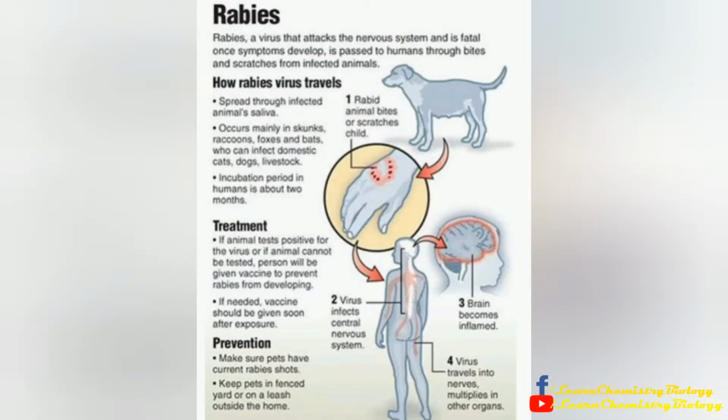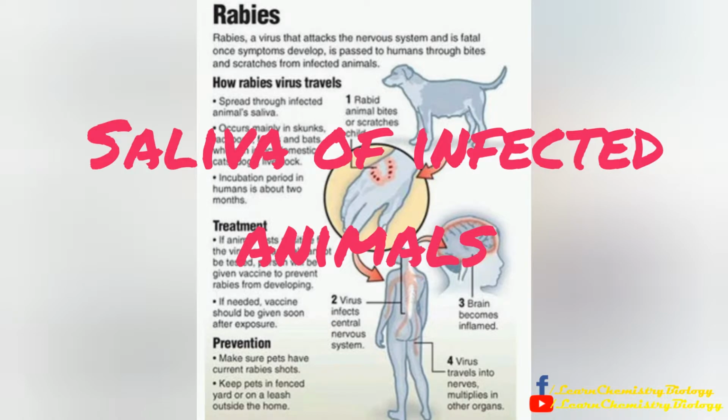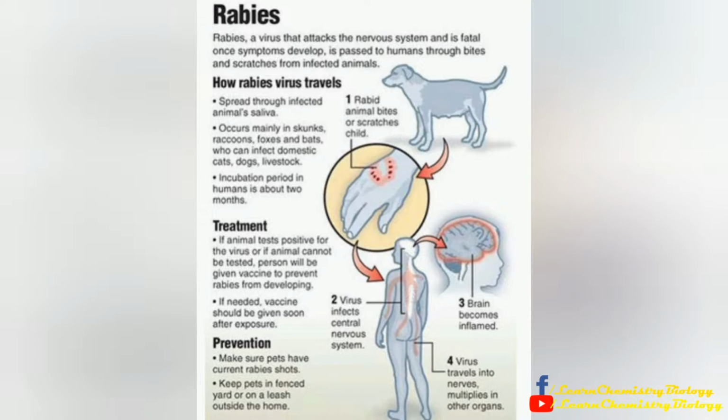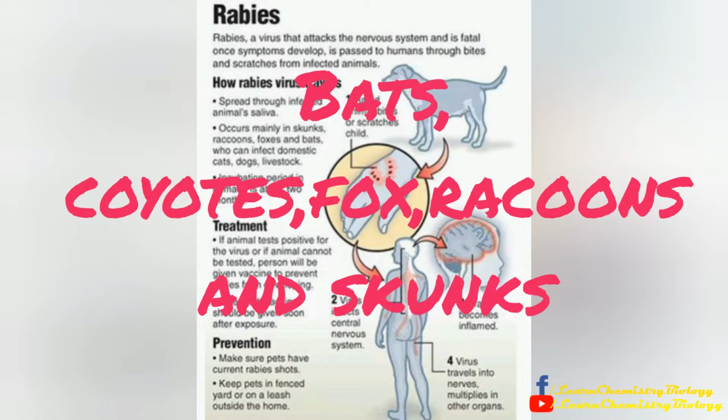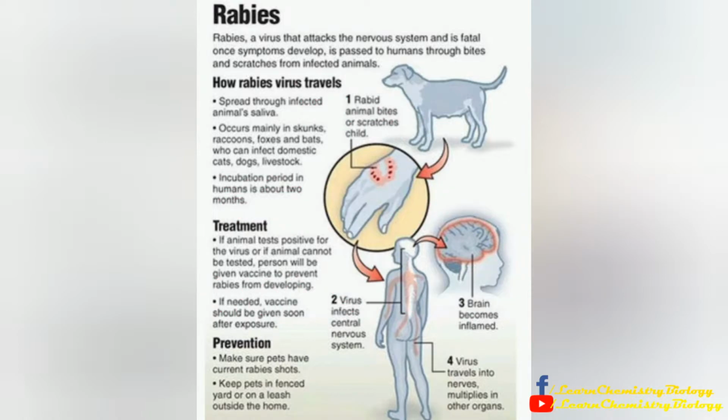Rabies is a deadly virus spread to people from the saliva of infected animals. It usually transmits through a bite. Animals most likely to transmit rabies in the United States include bats, coyotes, foxes, raccoons, and skunks. Treatment. Once rabies infection is established, it cannot be cured. It has no effective treatment.